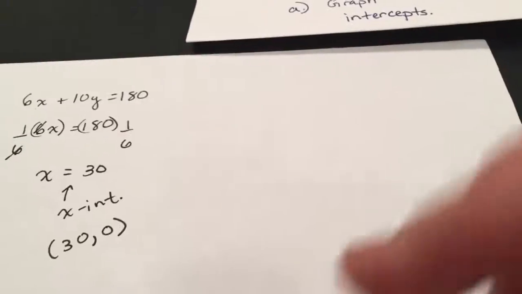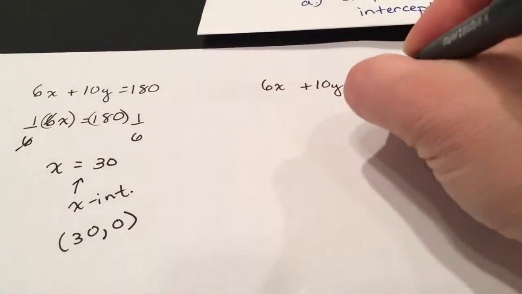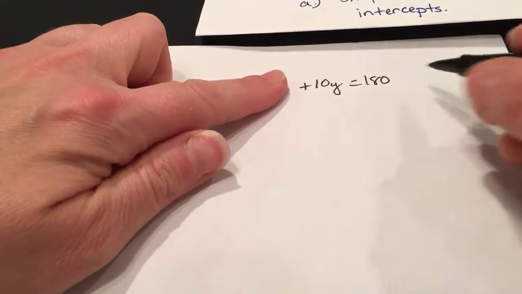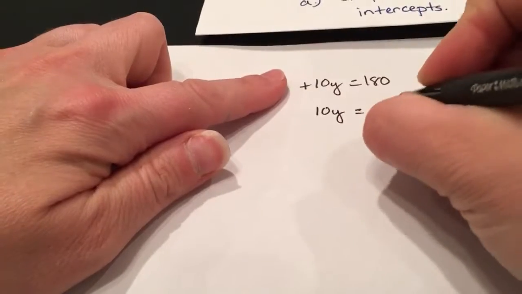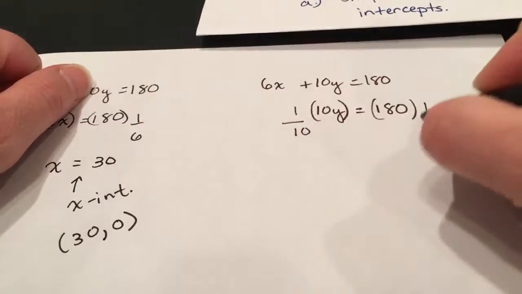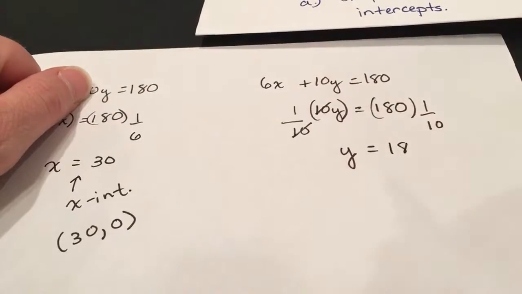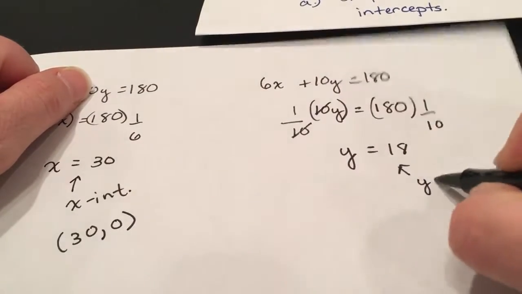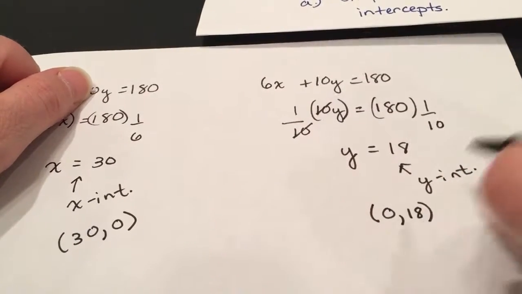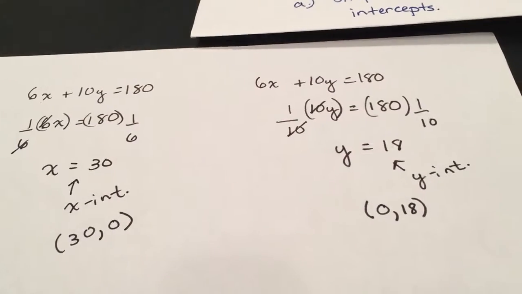Now I'm going to do the same thing with the same equation, but this time I'm going to cover up my x. When I do that, I see 10y equals 180. Again, I'm going to solve this equation for y, multiply by the reciprocal, and we get y equals 18. This number represents my y-intercept, or the point (0, 18). So the 2 points I need to graph are (30, 0) and (0, 18).